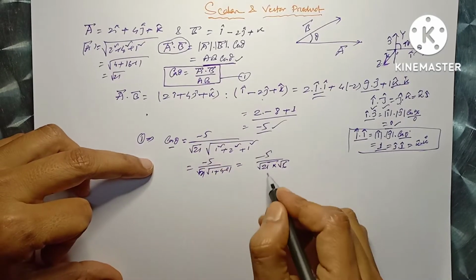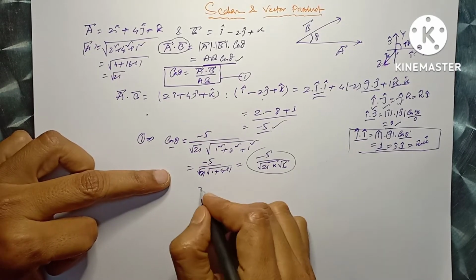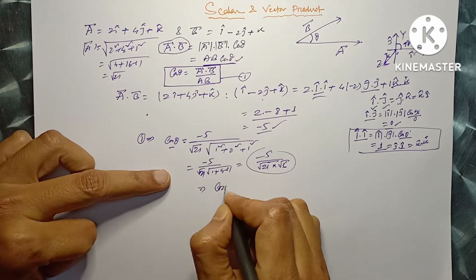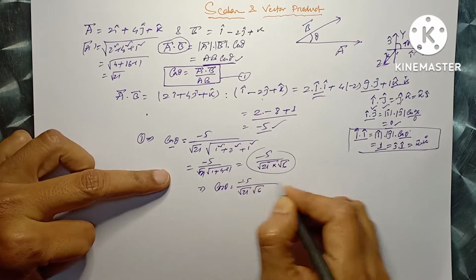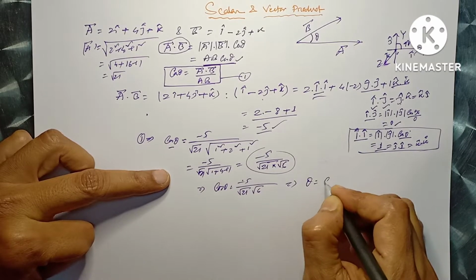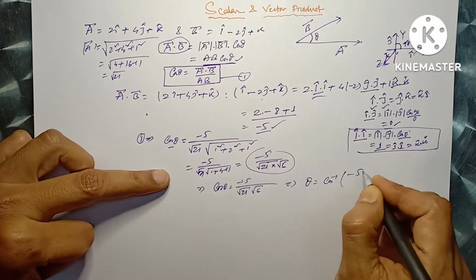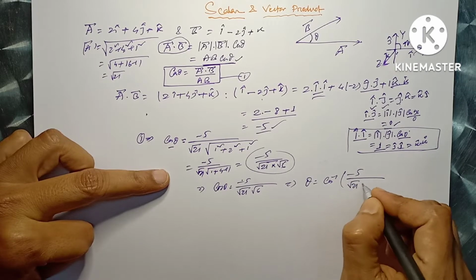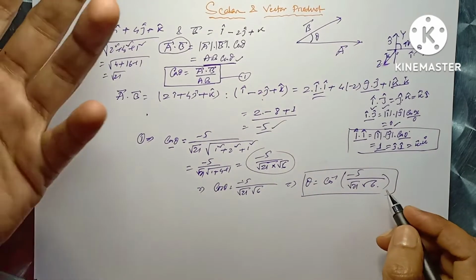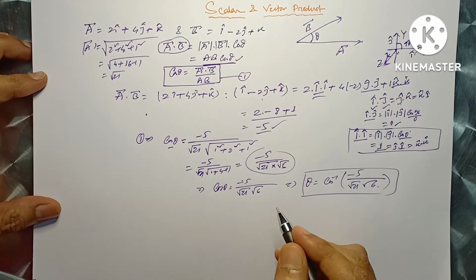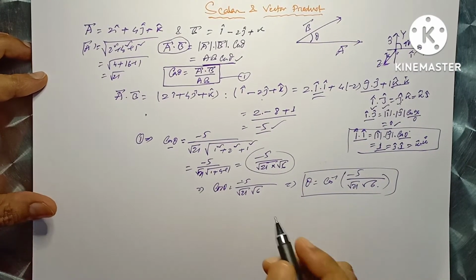So cos theta equals this below, and from this equation we get cos theta equal to minus 5 divided by root 21 into root 6, or theta equal to cos inverse of minus 5 divided by root 21 root 6. So in this way we can get the angle between two vectors.